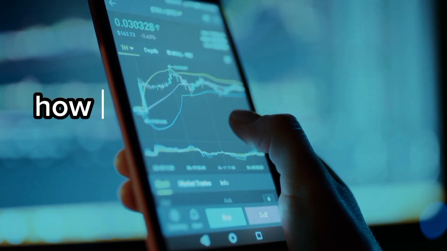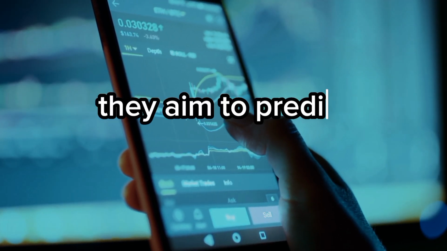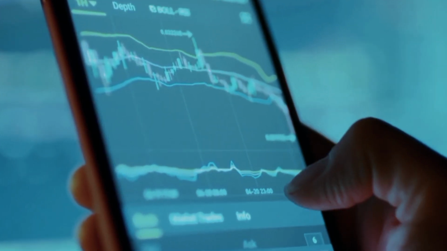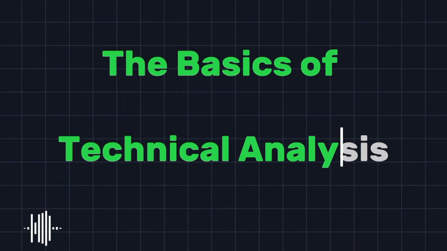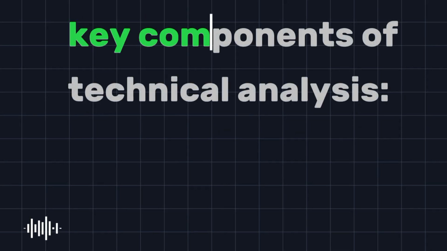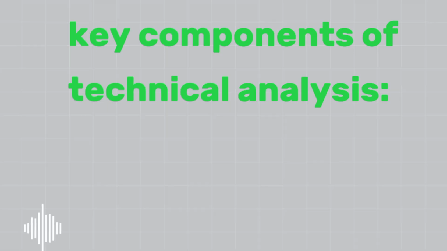Traders and investors use technical analysis to identify entry and exit points. By understanding how prices behave over time, they aim to predict future market behavior, which helps them make better decisions on when to buy or sell. The basics of technical analysis. Before we dive deeper, let's go over the key components of technical analysis that every beginner should know.